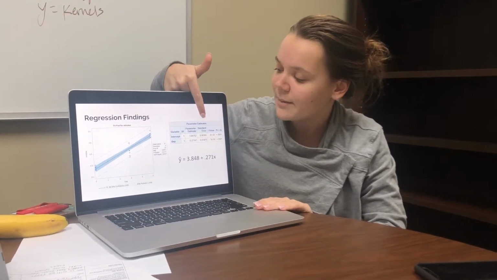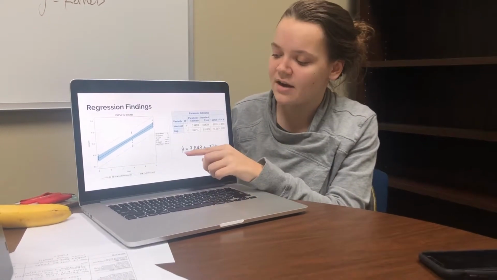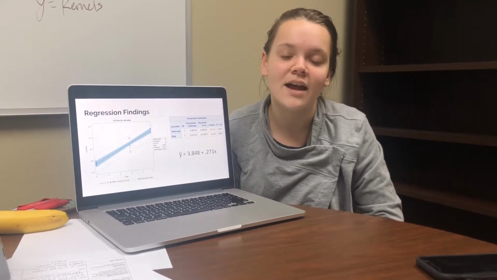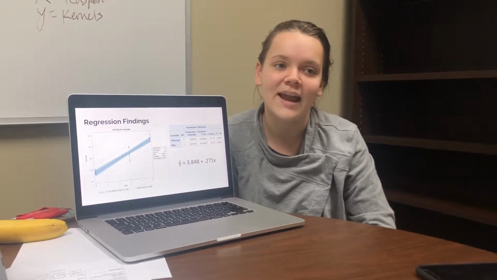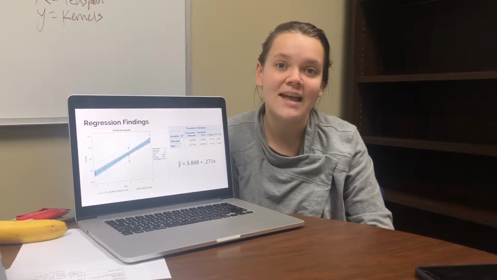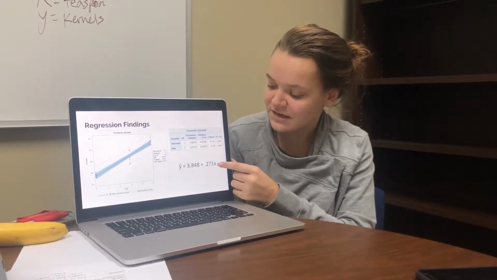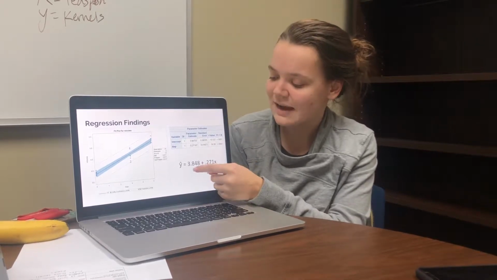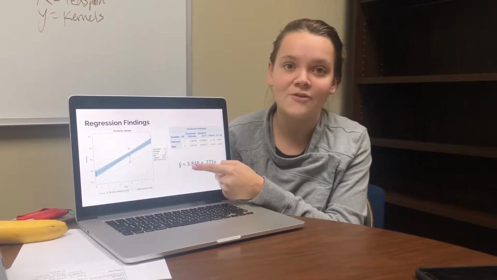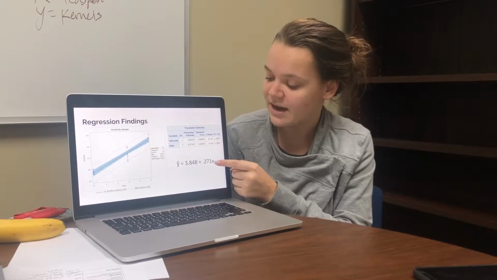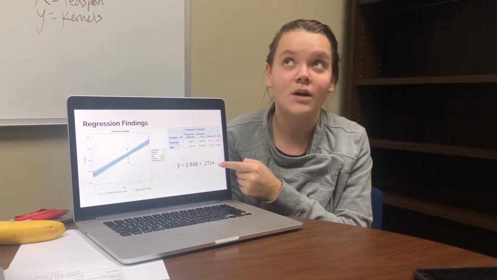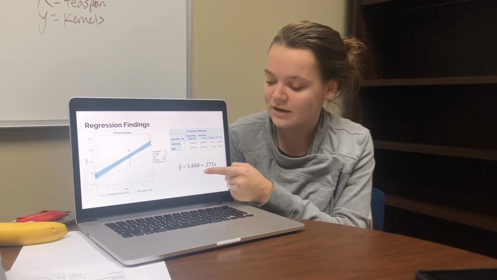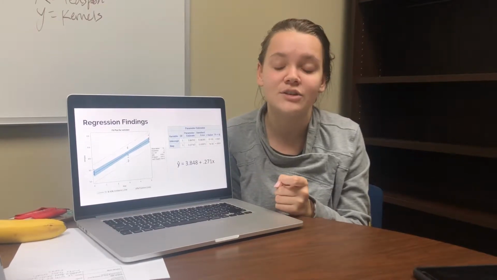Then you come over to our parameter estimates. We found that the predicted Y value for the equation was 3.848 + 0.271x, which means that if 0 tablespoons of salt were added to the water, we would expect the boiling time to be 3.84 minutes. But for every additional tablespoon of salt added to the water, we would expect the time to increase by 0.27 minutes.